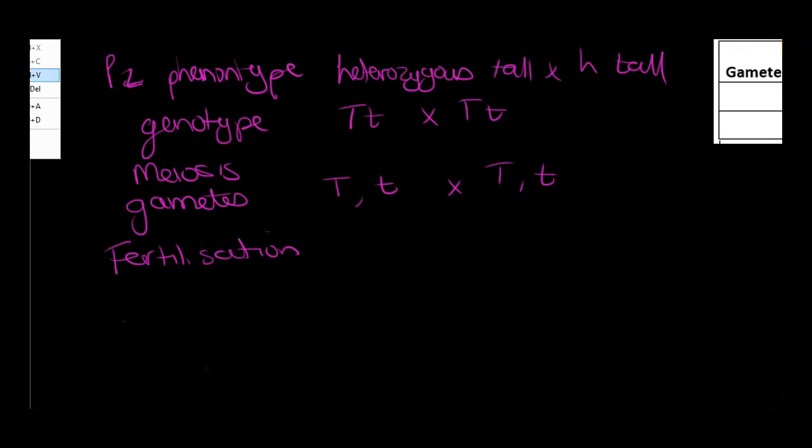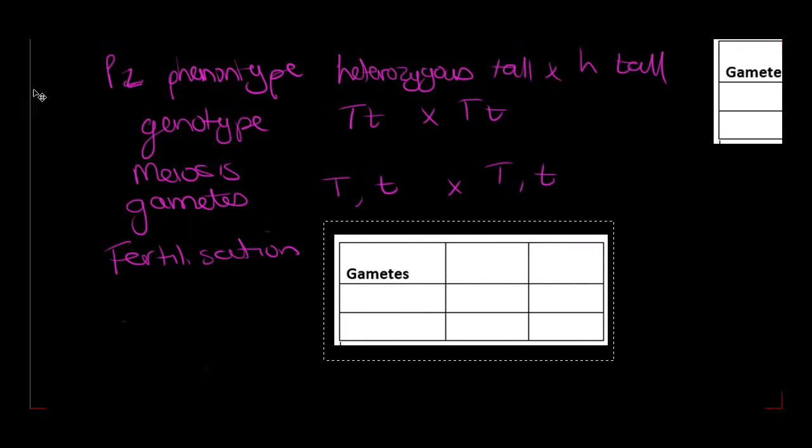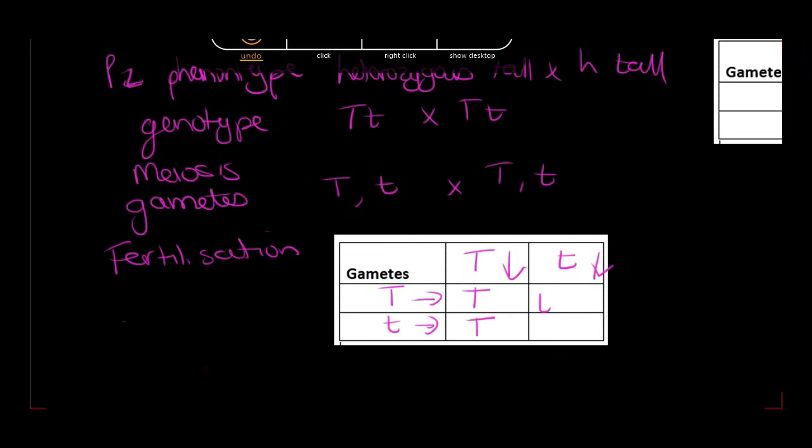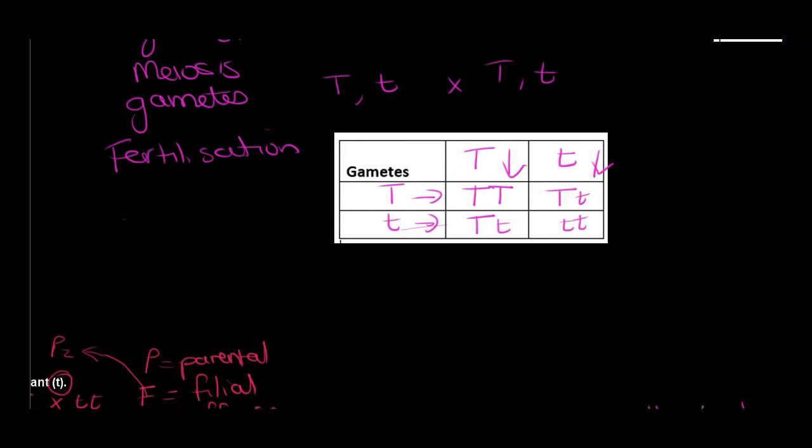Can you see how I'm splitting them? Remember that one goes down to the sides, so this T is going all the way down, this t is going, because it is recessive, let's just put it somewhere more at the back. Then this T has to go all the way through. Okay, so already it's looking interesting.